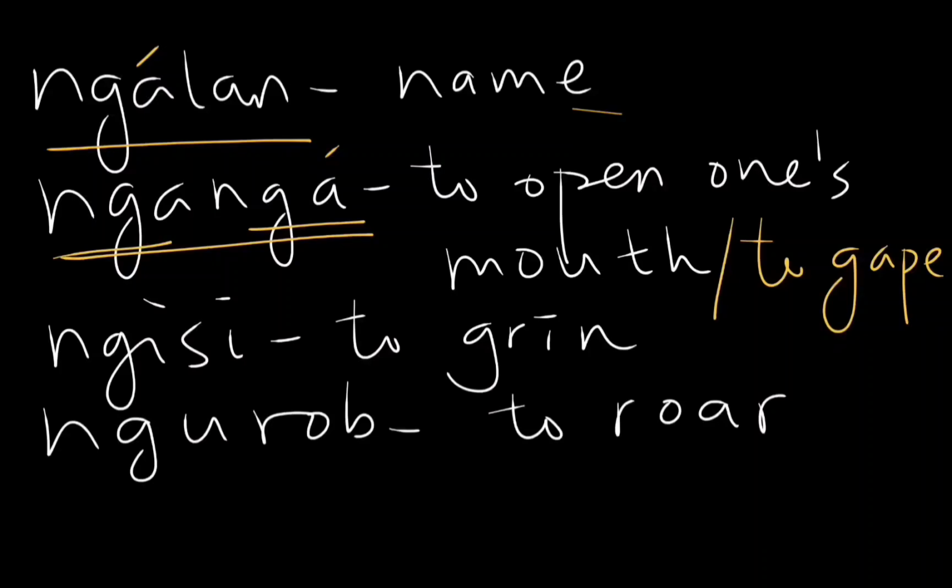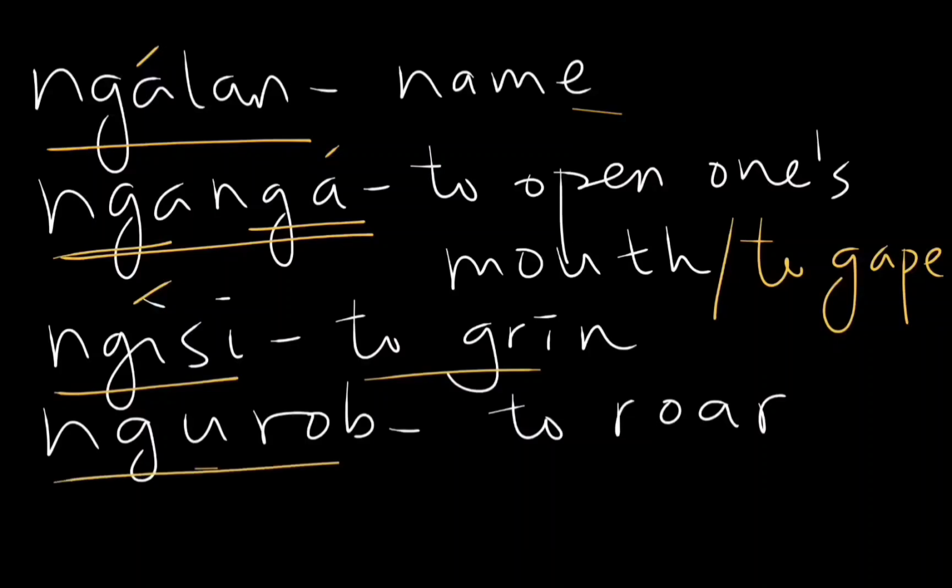Next we have ngisi. Ngisi, meaning to grin. So the consonant nga could also be followed by the vowel i, making the sound ngi. Ngi. Ngisi. And of course, the consonant nga could also be followed by the vowel u, as in our next example, ngurob.